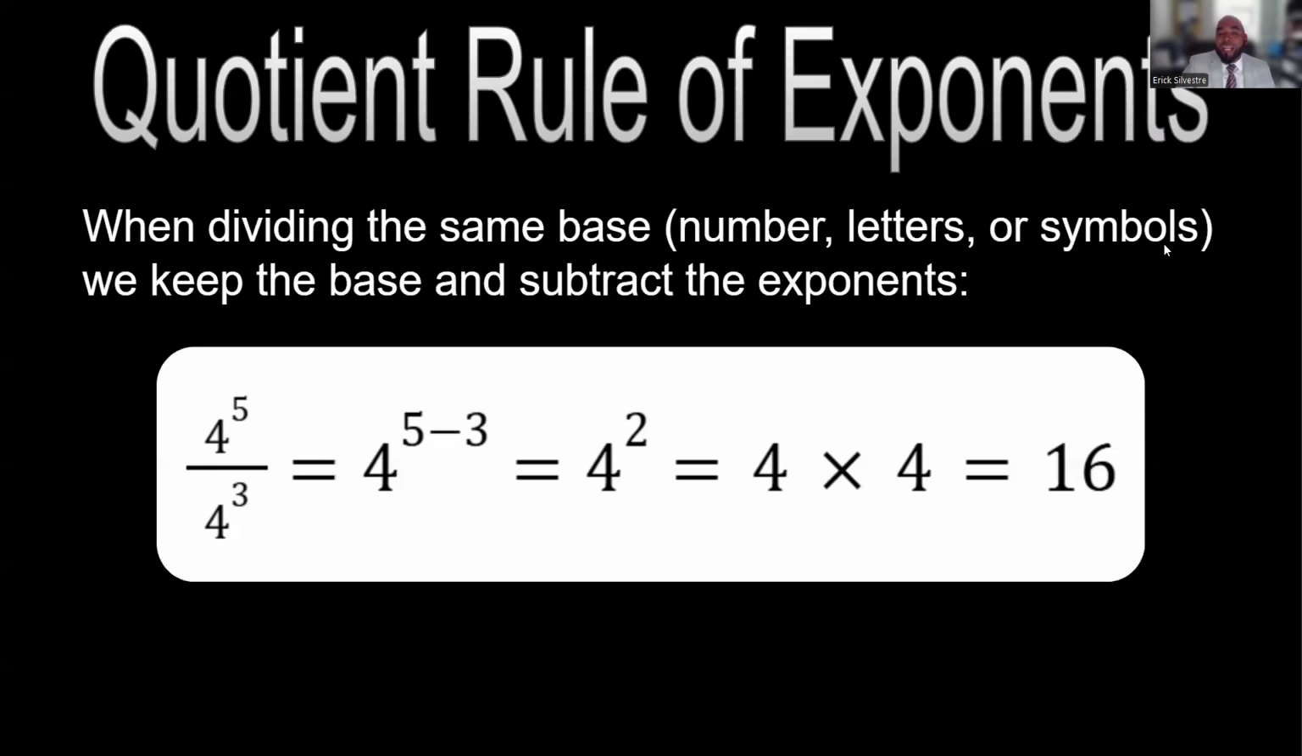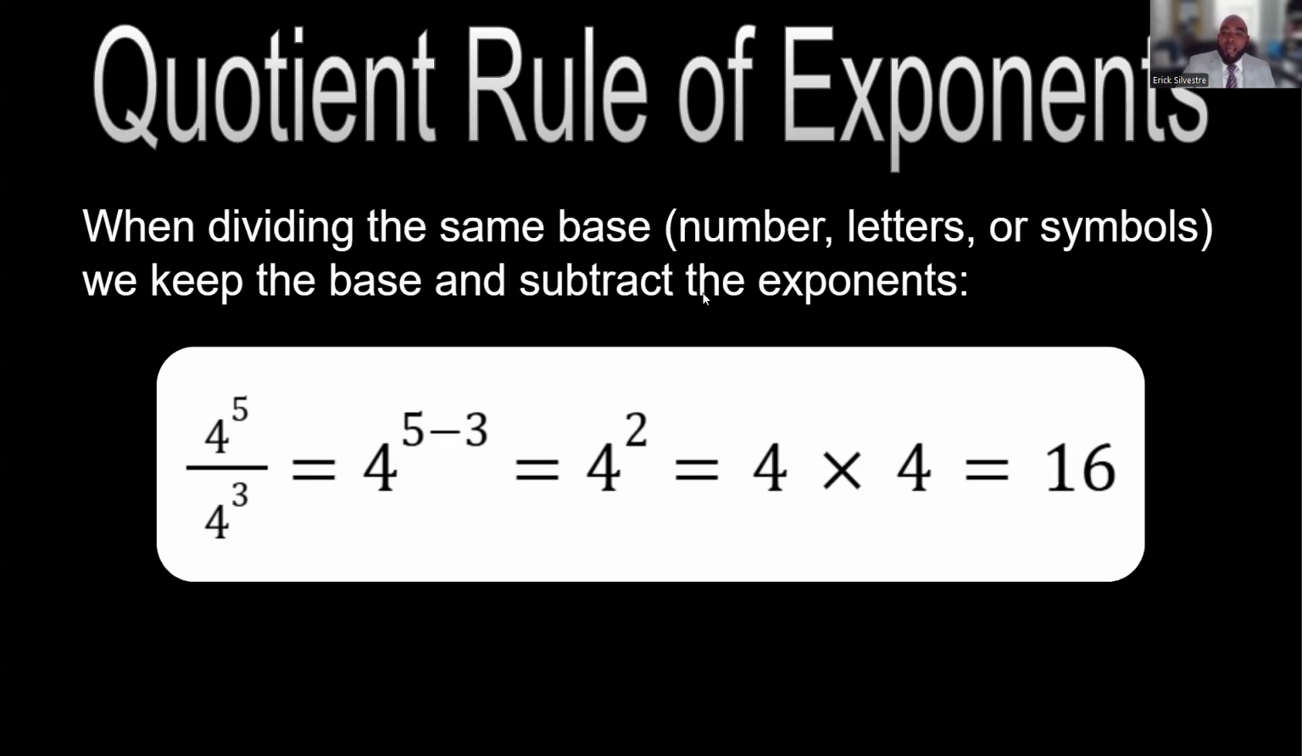All right, the next rule that we're going to target is the quotient rule of exponents. When dividing the same base, and I repeat, it has to be the same base. It could be a number, a letter, or a symbol. We keep the base and then we subtract the exponents. Obviously, we know that multiplication and division are inverse operations. Therefore, the opposite has to happen, right?